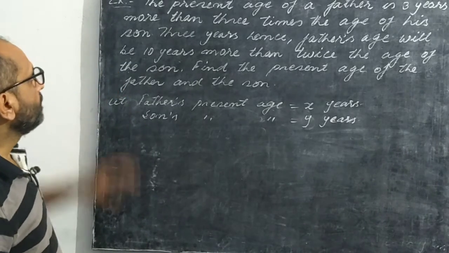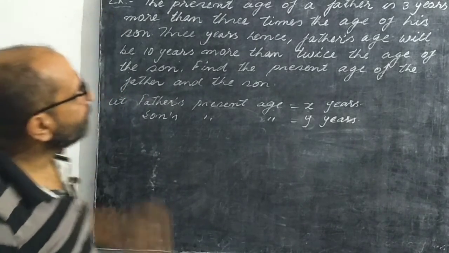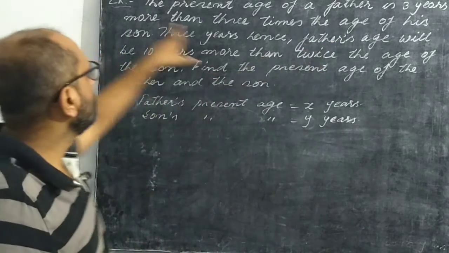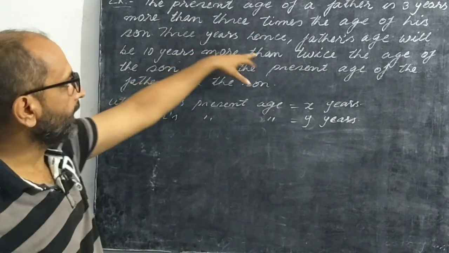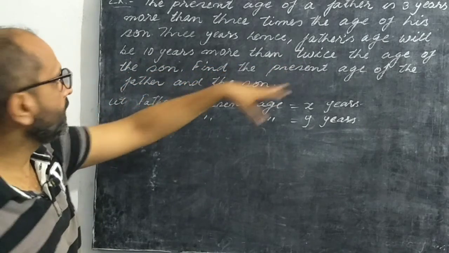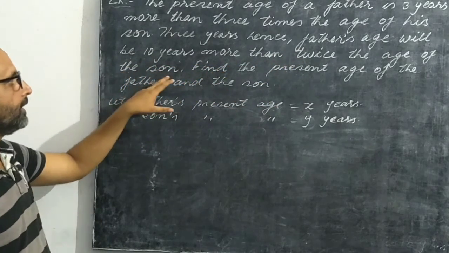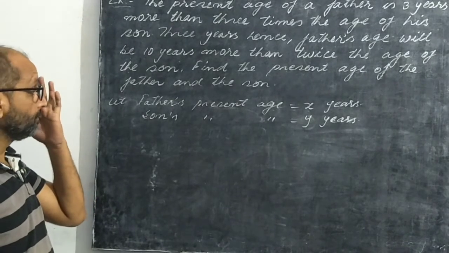So I have taken an example, and the example is: the present age of a father is 3 years more than 3 times the age of his son. 3 years hence, father's age will be 10 years more than twice the age of the son. Find the present age of father and the son.